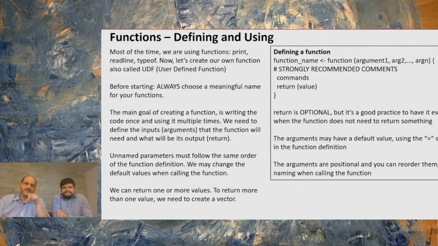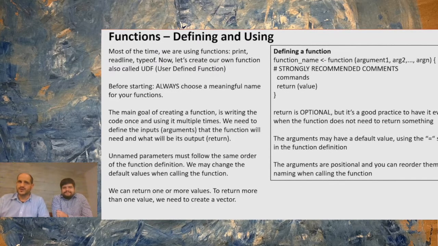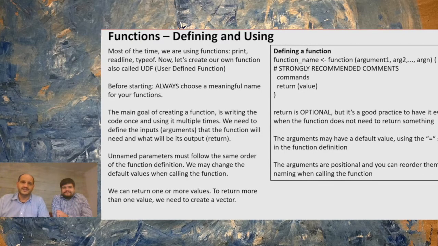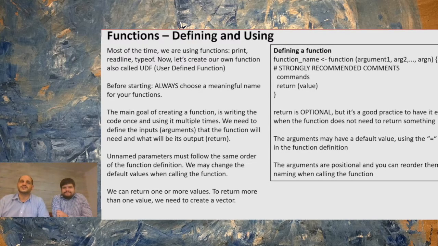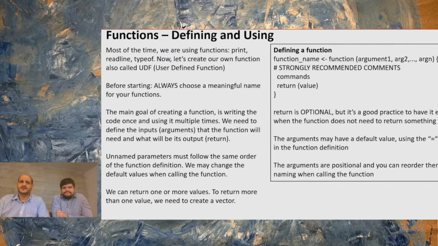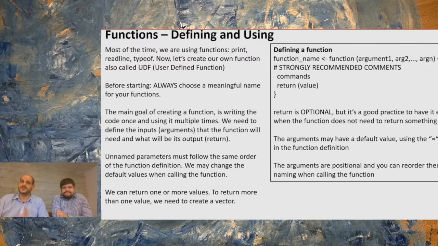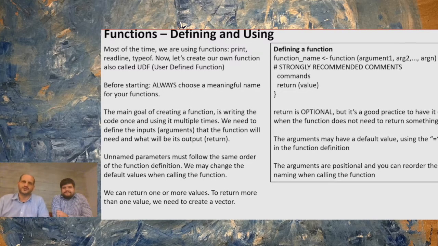In between the curly brackets, we will write the commands that your function will run, and at the end you can, and it is strongly recommended that you, return a value or a vector. And by the way, returning a vector is how your function can return more than one value. So pay attention to that. How many values do you really want to return to the program or to the script that calls your function? And we call that a function output, right?